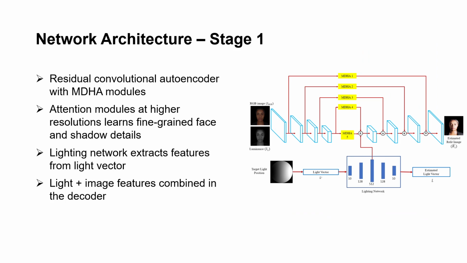We use a standard ResNet architecture in the encoder and decoder for stage 1 training. At each layer of the skip connection, we used a multi-head attention module. Capturing attention features at high resolutions allowed the network to learn fine-grained facial and shadow details that get lost at lower resolutions. The 4D light vector of its position and intensity was converted to a 10-dimensional SH coordinate and fed to the lighting network. The light features were combined with image features and passed to a decoder which learned the relationship between them.